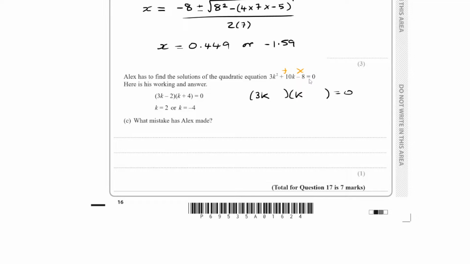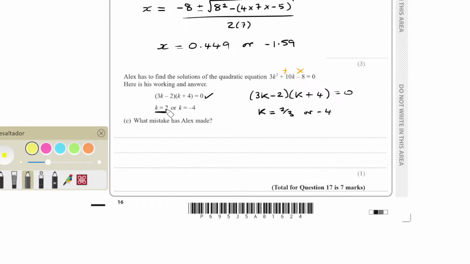So we should get 3k minus 2, k plus 4. And therefore, if I solve it, I would get positive 2/3 and minus 4. Now, compare that to his. He's got the brackets right. He's factorized it correctly, so that's fine. But then when he solved it, he's got minus 4, but you see how this one, that's the problem.